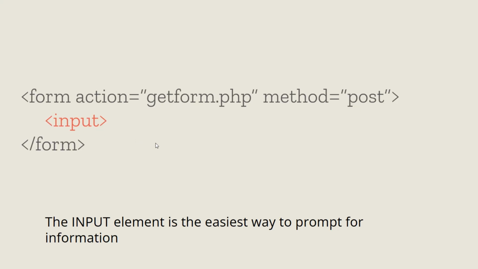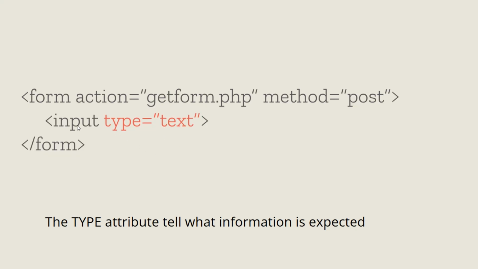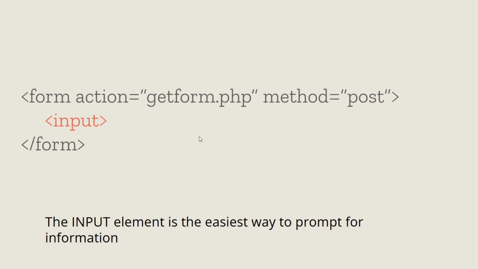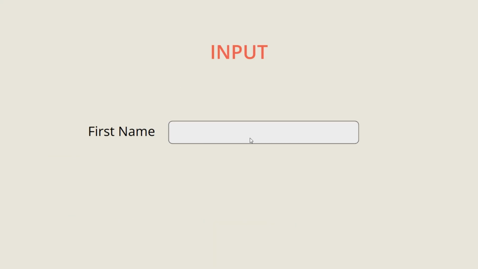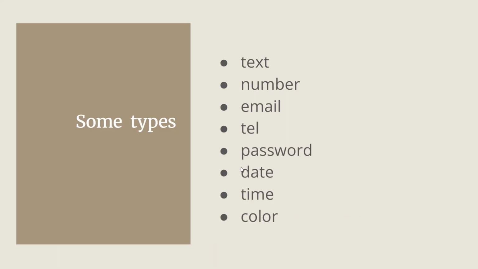Now, as I said, there are many types. We have the text type. So input type equals text, and it's going to show you this. That's what it's going to show. There are different types, depending on what you need. There is a number, there's email, there's telephone, password, date, time, color. So before we used to have to create scripts to show date, time, and color. Now it's all automatic on HTML.